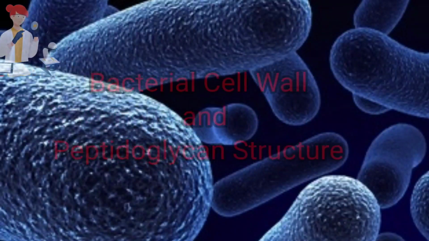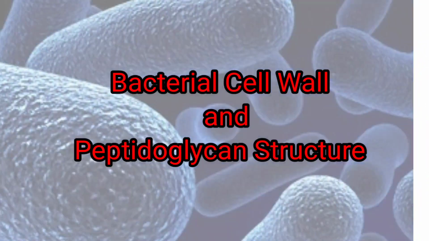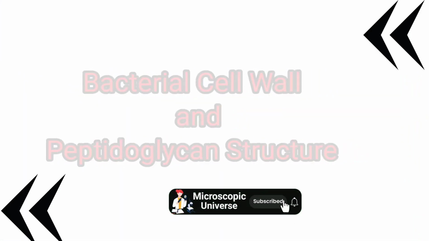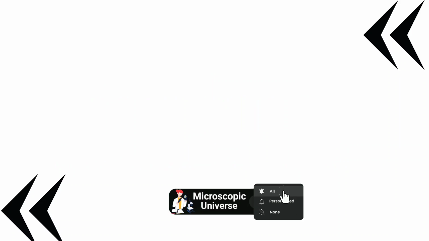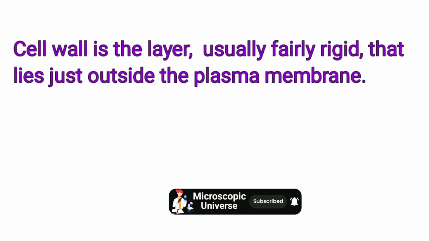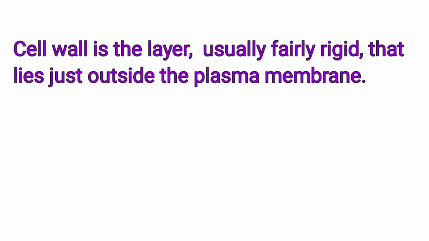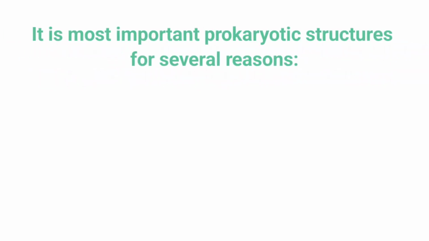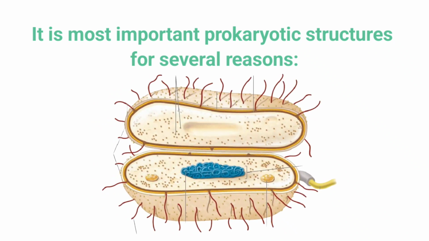Let us know about the bacterial cell wall and peptidoglycan structure. Coming to the introduction of bacterial cell wall. The cell wall is the layer, usually fairly thin, that lies just outside the plasma membrane. It is one of the most important prokaryotic structures for several reasons.